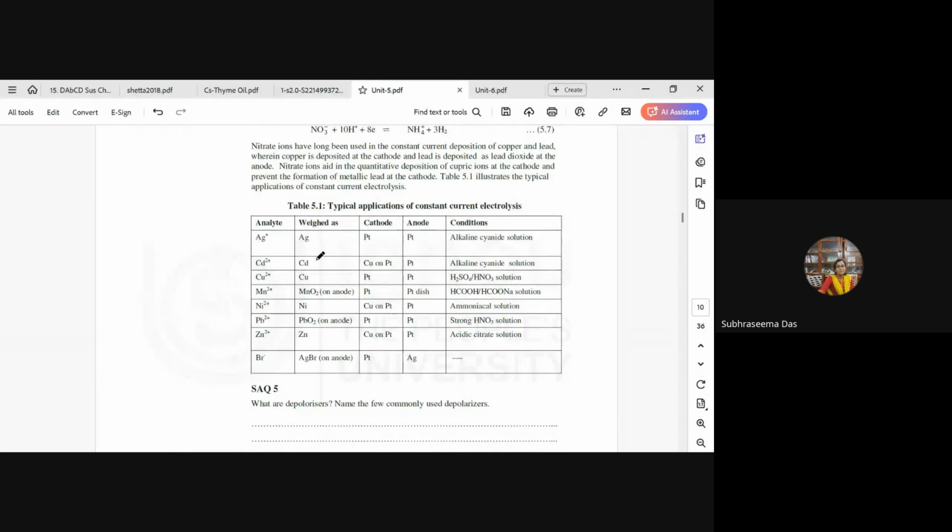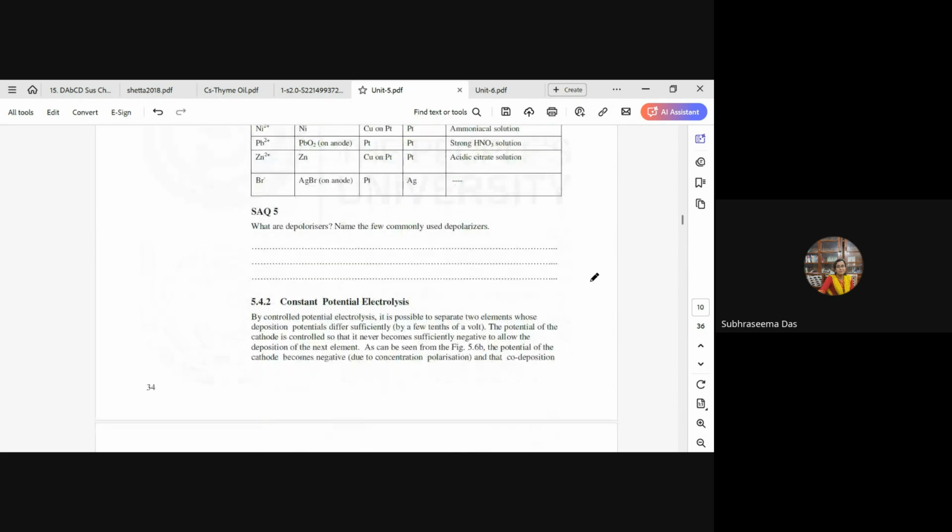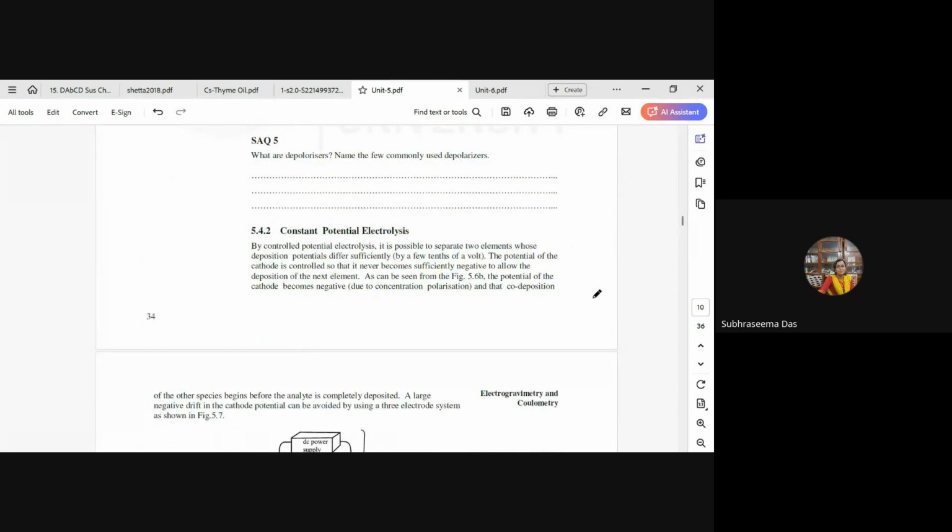These are some of the typical applications of constant current electrolysis in table 5.1. For example, the analyte is silver ion, it is weighed as Ag. The electrodes are platinum electrodes, and the condition taken is alkaline cyanide solution. So here some of the applications have been given for constant current electrolysis.